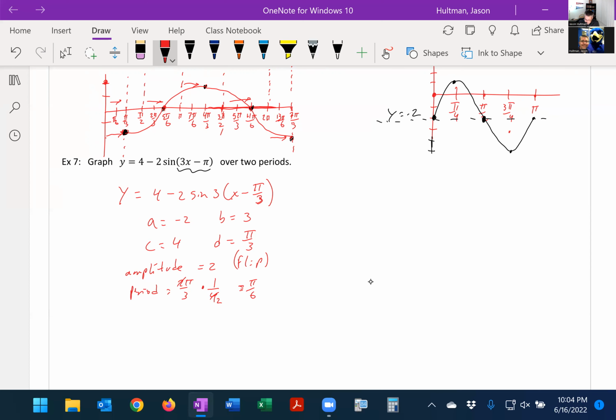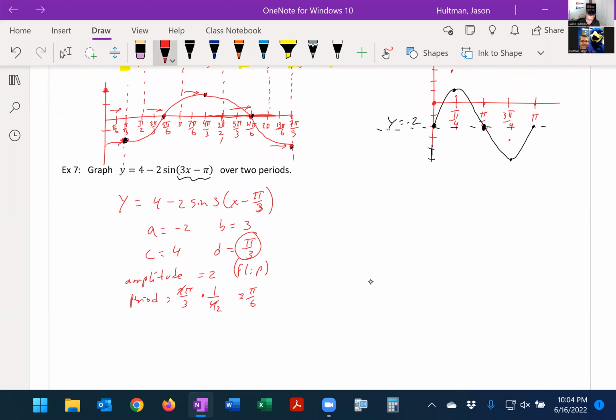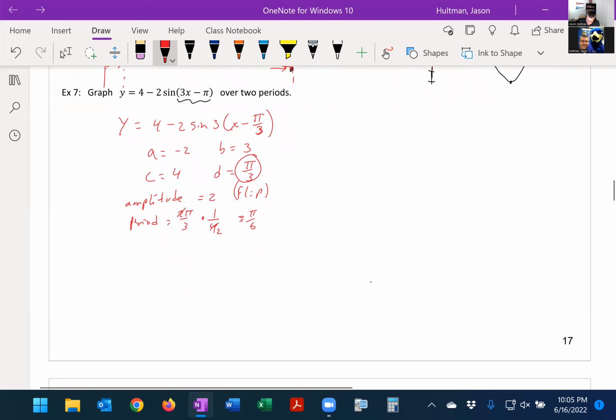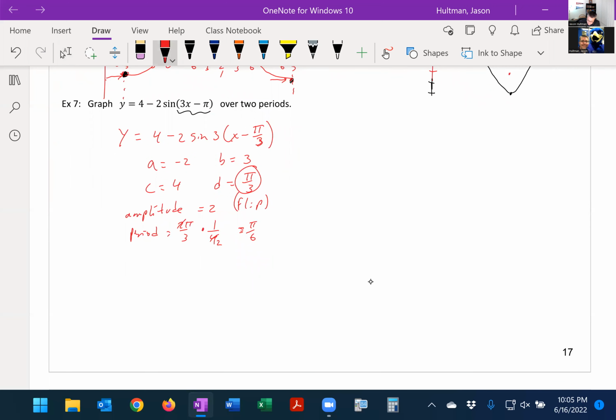Okay, but I want them to start at the phase shift pi over 3. I want them to start at pi over 3. Okay, so very similar to what we did before, having divisions of pi over 6. Okay, so let's put all the pieces together here.